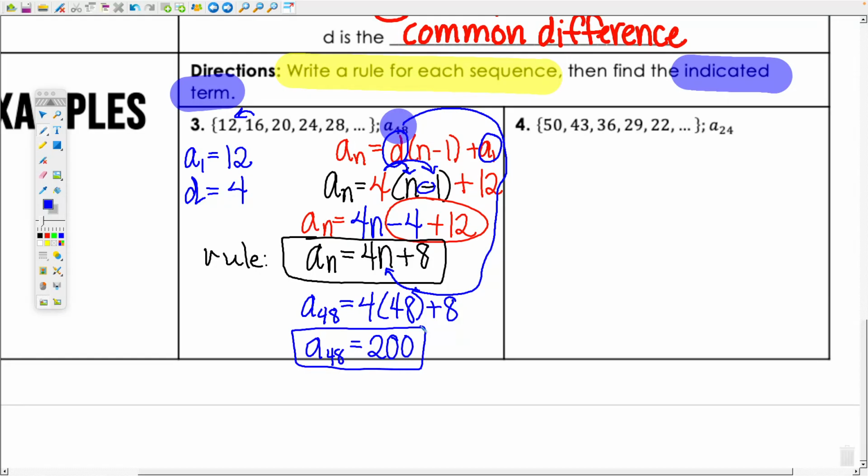That is what we call the indicated term. No, you do not have to write this down. I'm writing it down so you'll know what I'm doing here, okay? So now let's do something that's not increasing but decreasing. For number 4, you need to tell me, what is my first term? 50. But now we've got to do something where we are subtracting, okay?